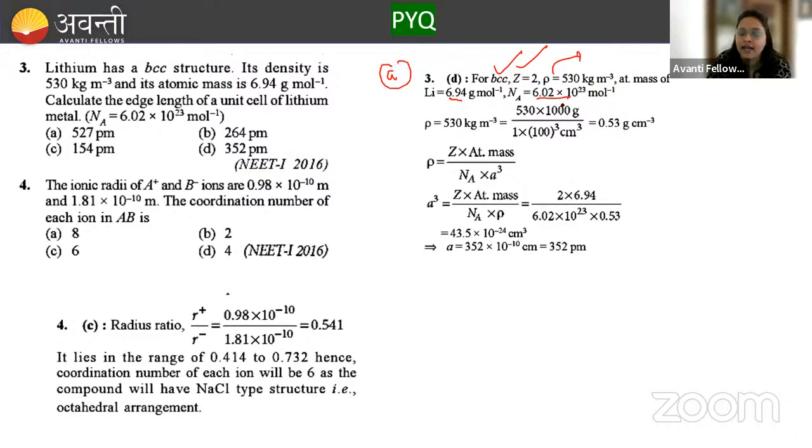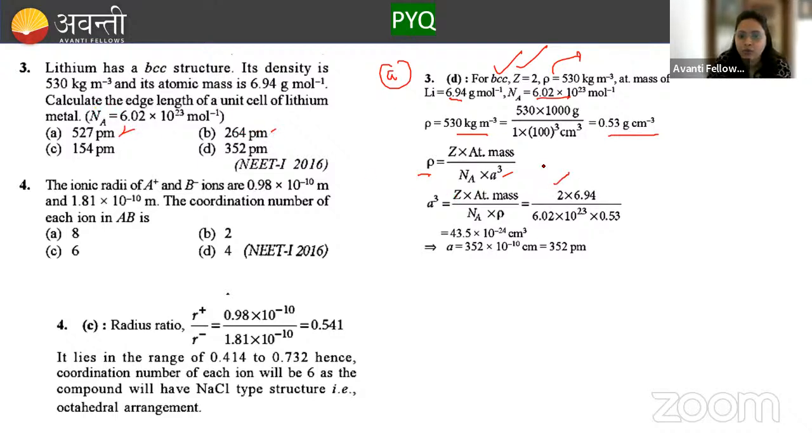ओके, सो Na क्या है हमारा? एवोगाड्रोस नंबर. You know the formula for density: density is equal to Z into atomic mass divided by Na into a cube. So use this formula. यहाँ पे डेंसिटी को हम लोगों ने ग्राम पर सेंटीमीटर क्यूब में कन्वर्ट कर लिया है. ठीक है, any doubt in this? Right. Next, हमको ऑप्शन में दिए हैं पिकोमीटर, ये ध्यान में रखना है.